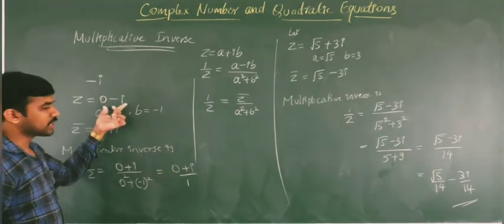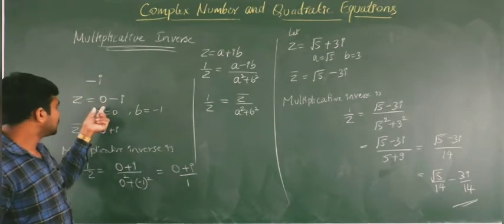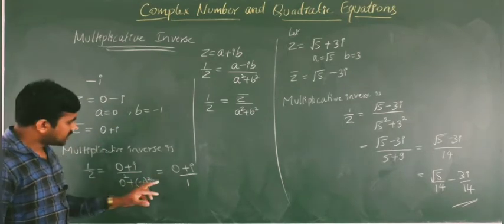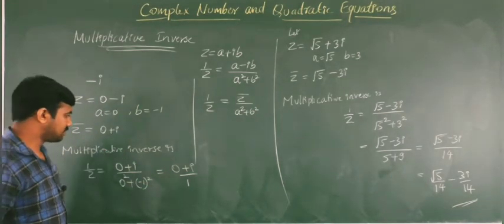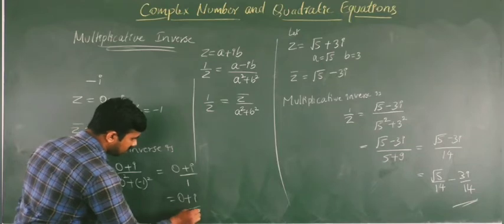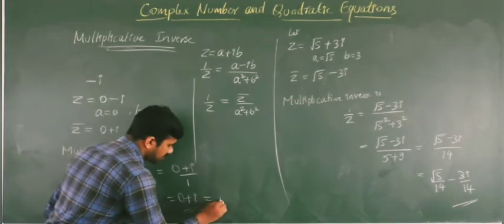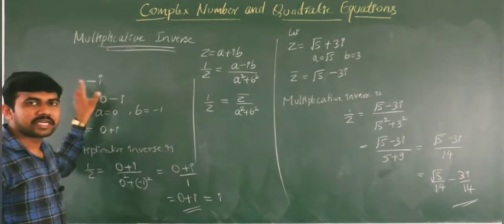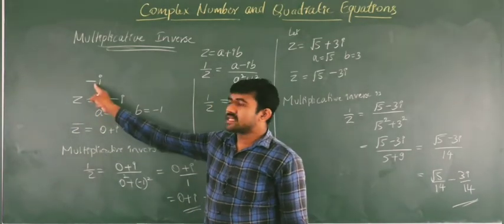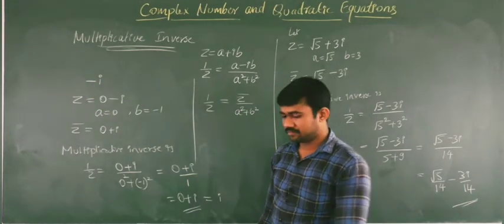Remember again, the given complex number is in the form a plus ib. A is nothing but the real part, that is 0. B is nothing but the coefficient of i, that is minus 1. Same here, I have written a is 0, b is minus 1. Now the denominator is 1, so we can neglect the denominator, and we get 0 plus i. This is the multiplicative inverse. Or else you can write i also. Remember, when you have the complex number minus i, its multiplicative inverse is plus i. Very easy, right? Minus i is the given complex number, its multiplicative inverse is plus i.